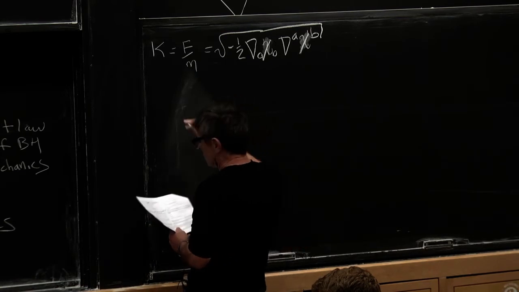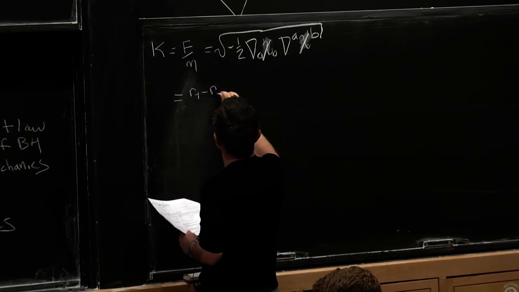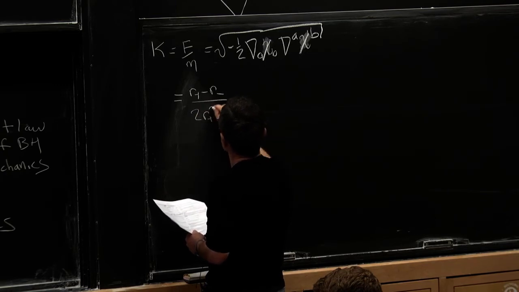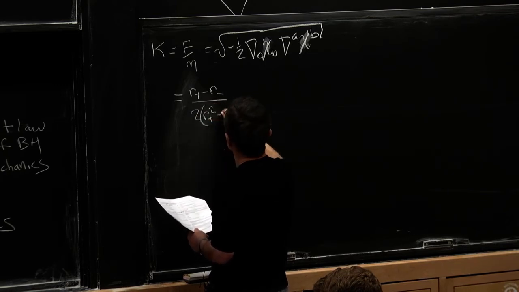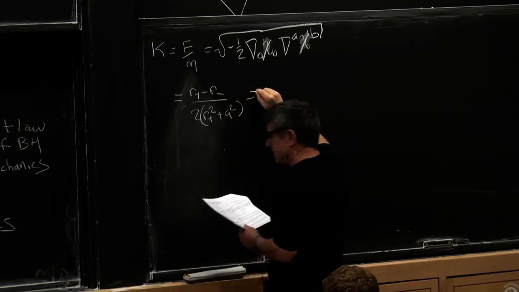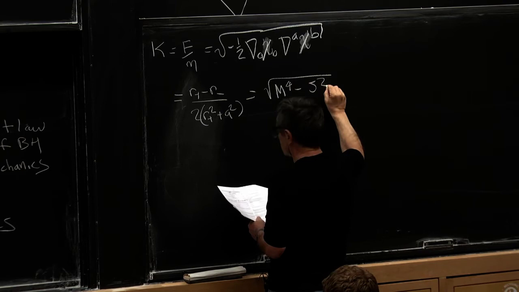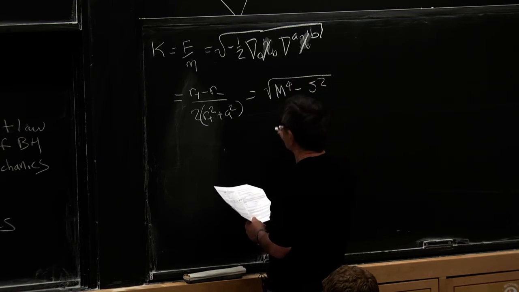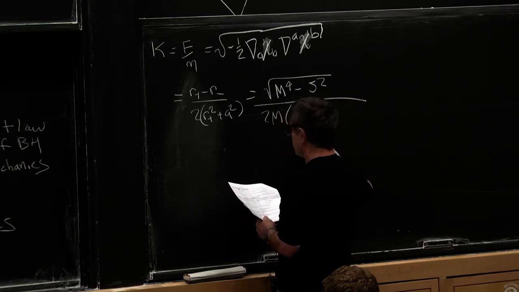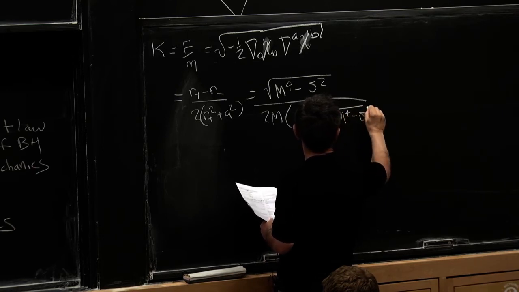For Kerr, this is equal to (r plus minus r minus) over 2(r plus squared plus a squared). And we can also write that as the square root of m to the 4th minus j squared, over 2m squared plus 2 times the square root of m to the 4th minus j squared.